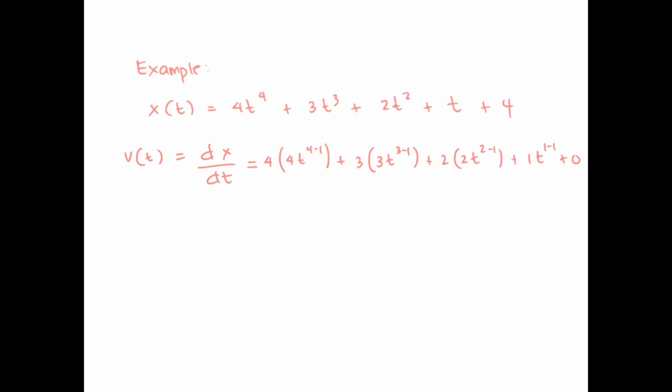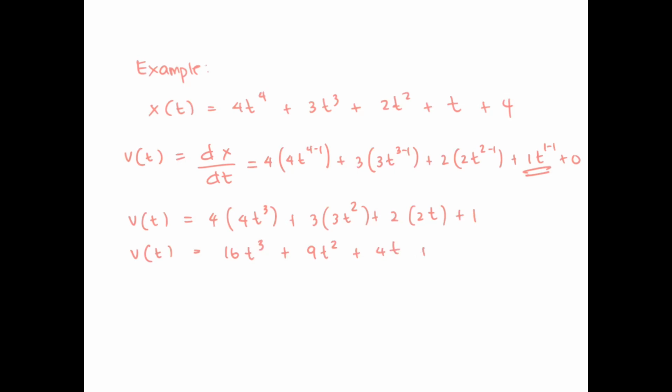Simplifying this, we will have v of t equal to 4 times 4t cubed plus 3 times 3t squared plus 2 times 2t, and plus 1, because anything that is raised to the power of 0 is equal to 1. So this part becomes 1 times 1. Furthermore, v of t is equal to 16t cubed plus 9t squared plus 4t plus 1. This is our velocity function.